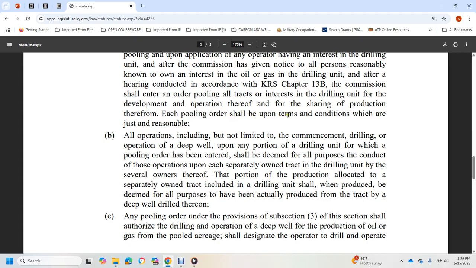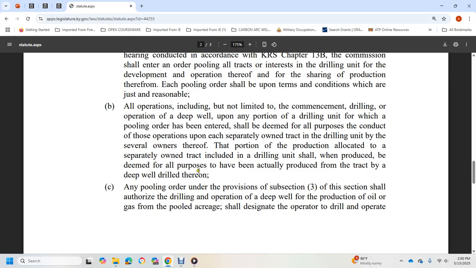Each pooling order shall be upon terms and conditions which are just and reasonable, including but not limited to the commencement of the drilling operation of the deep well upon a portion of the drilling unit for which the pooling order has been entered, for the purpose of conducting the operation upon each separately owned tract of the drilling unit by the several owners thereof. The portion of the production allocated to each separately owned tract included in the drilling unit shall, when produced, be deemed for all purposes to have been actually produced from the tract by the deep well drilled thereon.